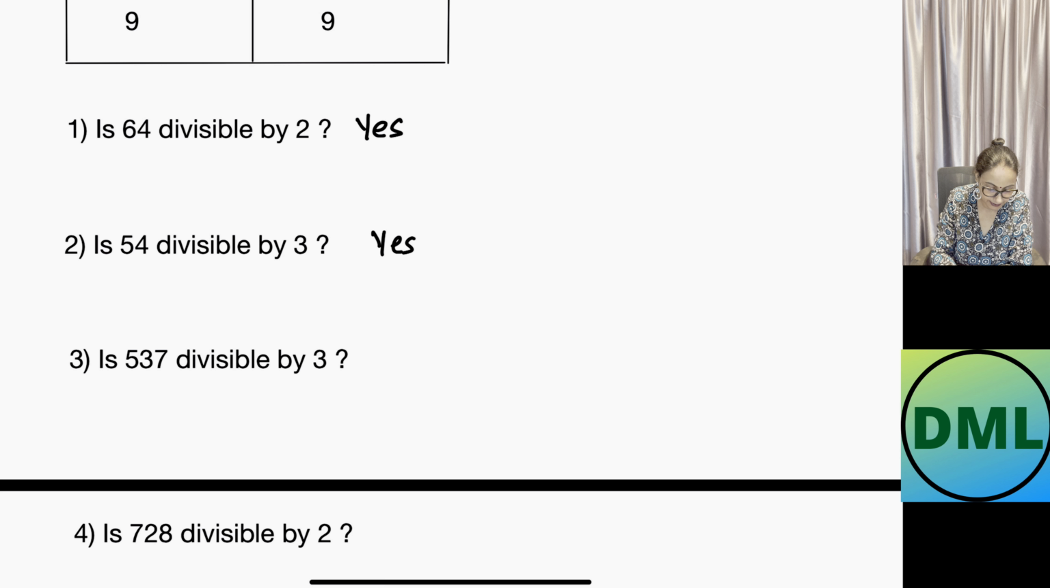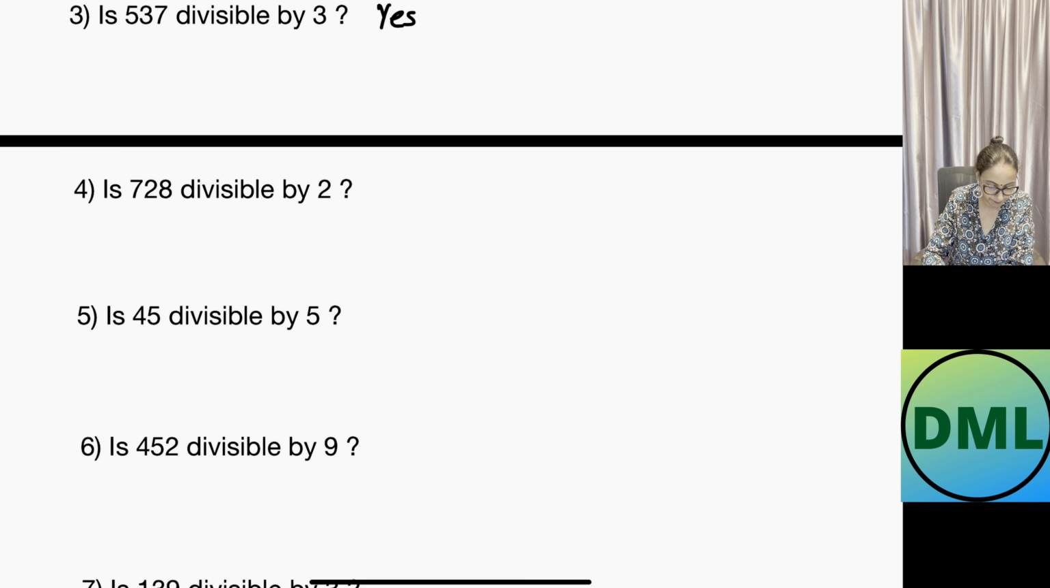Let's see the third example here. Is 537 divisible by 3? The same rule, we need to add the numbers. 7 plus 3, 10. 10 plus 5 is 15. 15 is divisible by 3. So this number is also divisible by 3.